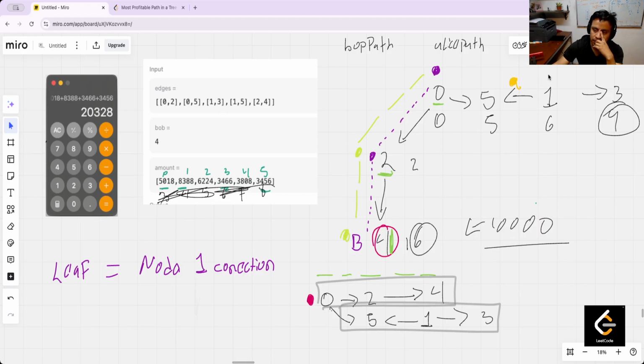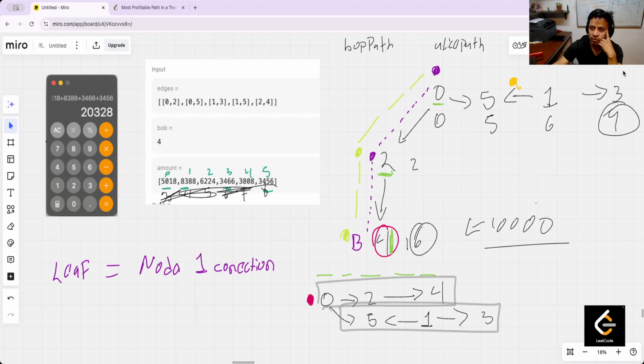If I follow this, I pass the value in this case for here, that is 8,388 plus 3,466 here. Do you imagine that the result is like 11,000 something is here? And if I go to this side is 8,388 plus 3,456, and I lose these values.